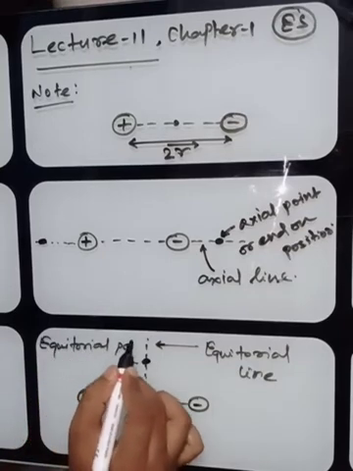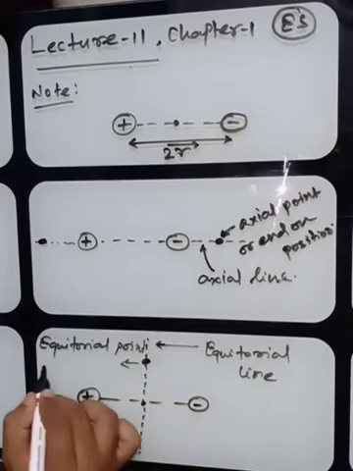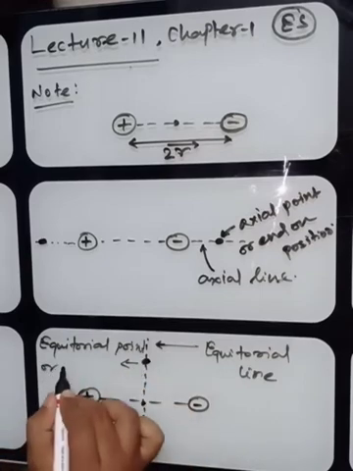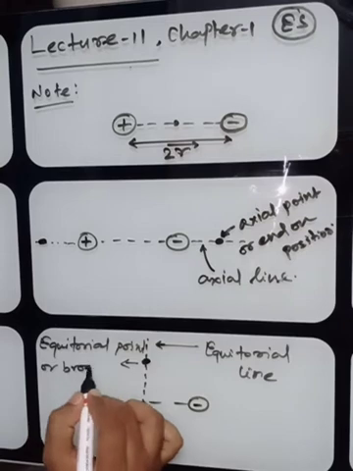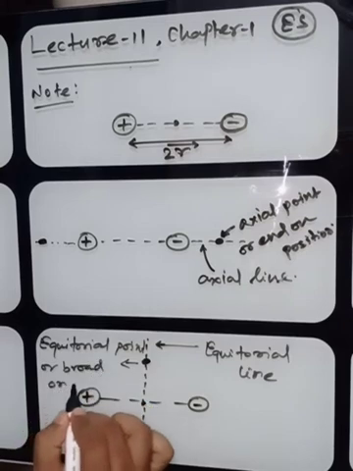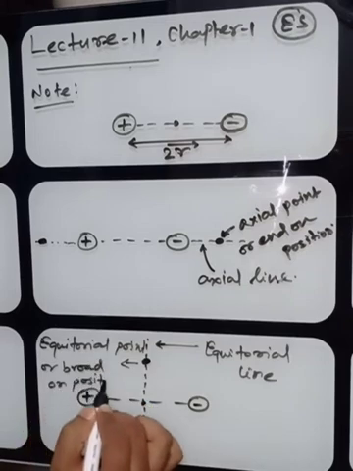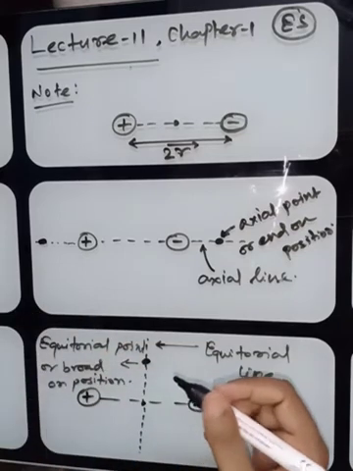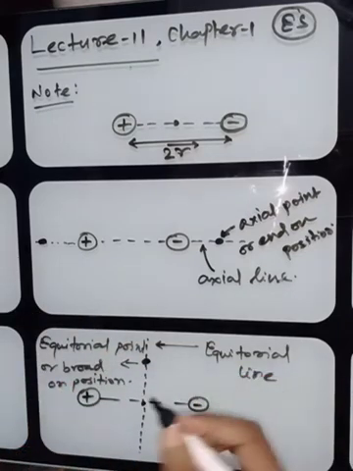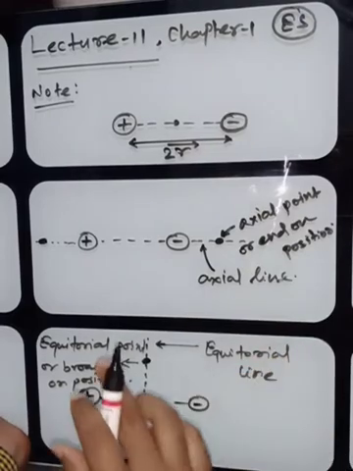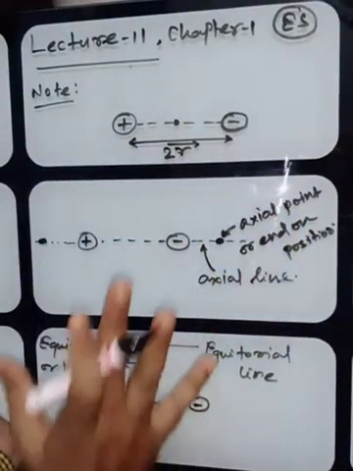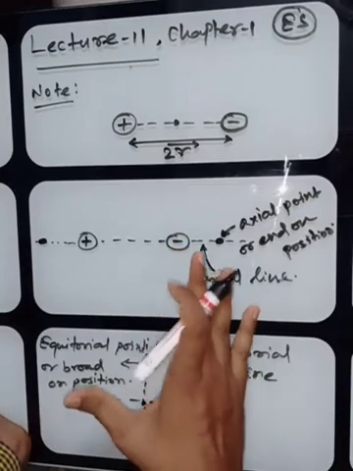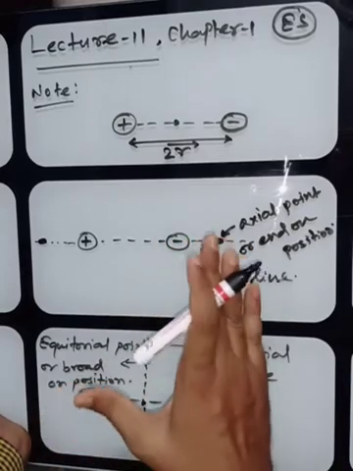Equatorial point, or broad on position. Okay, equatorial point or broad on position. There will be two names, and for these two you will be asked to find the electric field.